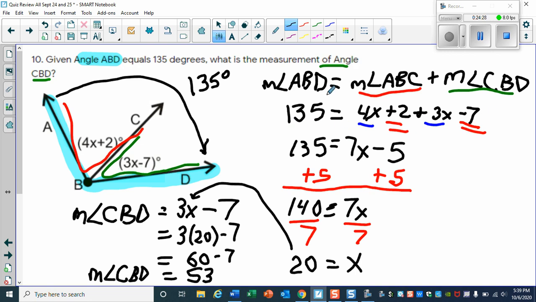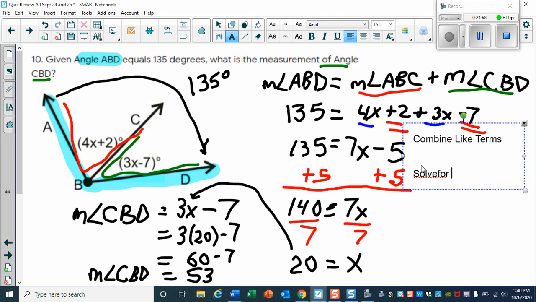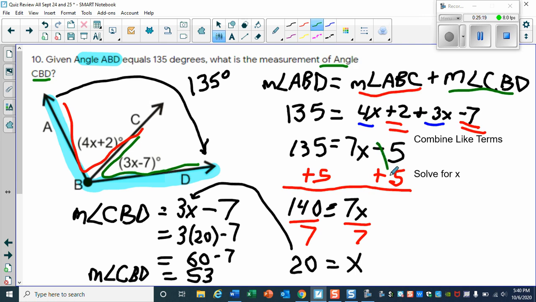Once we established our equation, it goes back to before: combine like terms. That's always one of your first steps. Then solve for x. So here, combine like terms, 4x plus 3x is 7x, positive 2 minus 7 is negative 5. Add 5 to both sides. 135 plus 5 is 140. 140 equals 7x. Divide both sides by 7. As a result, x is 20.